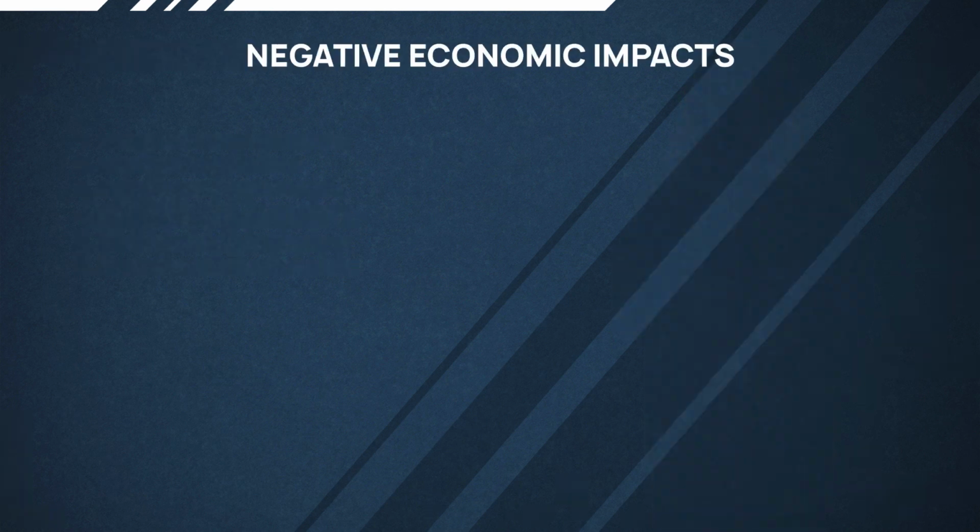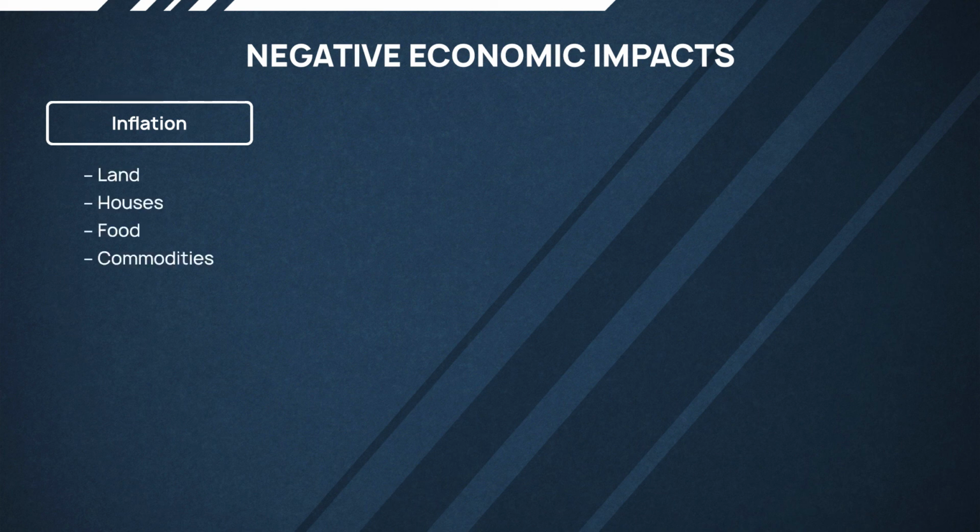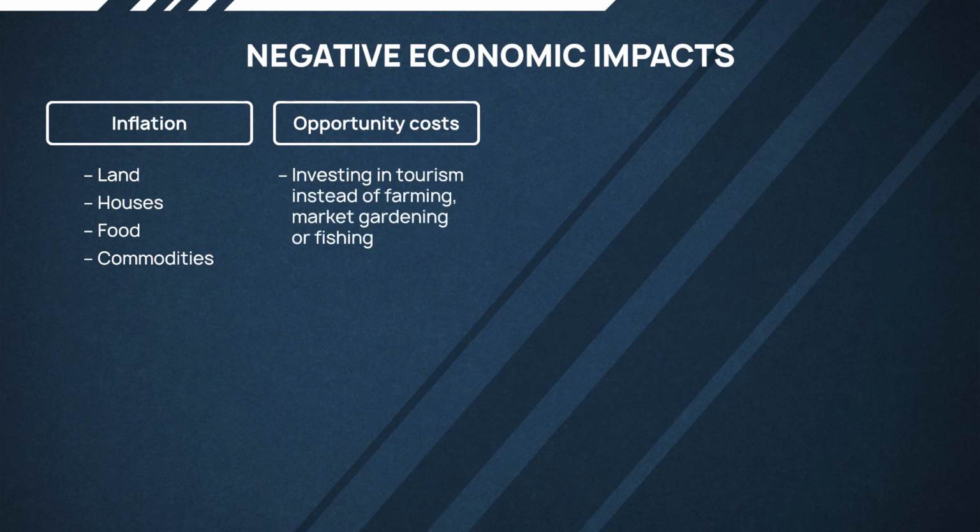So, among the negative economic impacts of tourism, we can mention inflation. Increases in price of land, houses, food and commodities result when tourists place extra demands on local services at a destination. Opportunity costs. It's engaging in tourism rather than another form of economic activity. In a coastal area with a predominantly rural farmland, opportunity costs refer to investing in tourism instead of in farming, market gardening, or fishing.